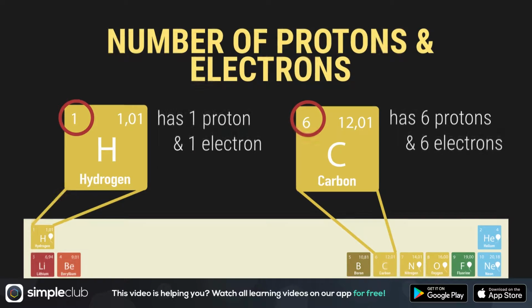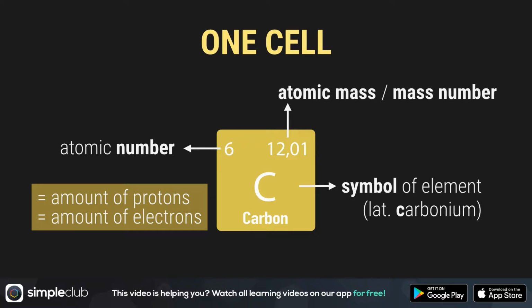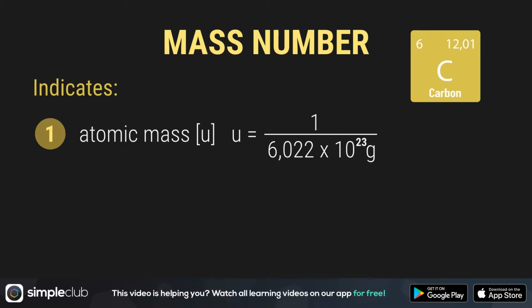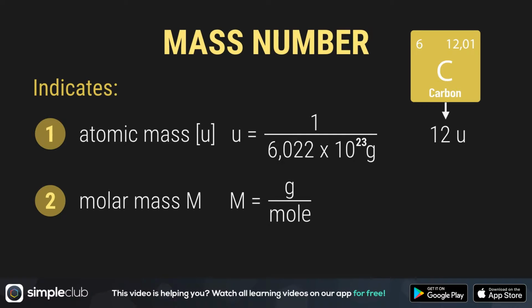Alright? In addition to the atomic number, there also is the atomic mass, or the mass number of elements. This is usually depicted below the element symbol, but can also occasionally be placed above it, like in this case. The mass number stands for two things. First of all, the atomic mass is specified with U, which is a tiny little fraction of a gram. A carbon atom, for example, weighs 12 U. Second, the molar mass is specified with M. This indicates how many grams a mole of an element weighs. For carbon, it is 12 grams per mole.